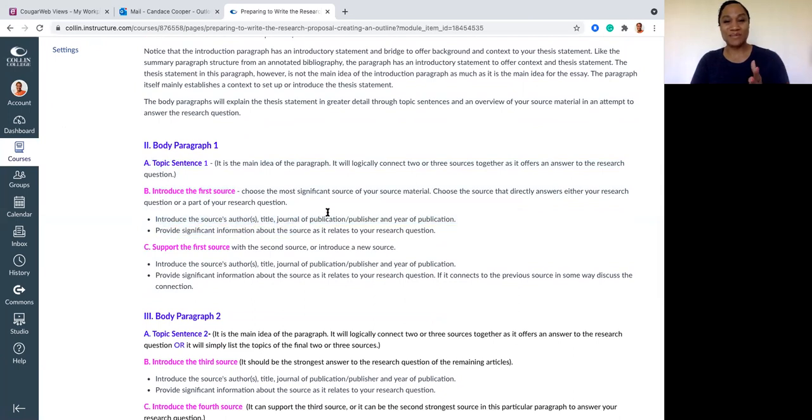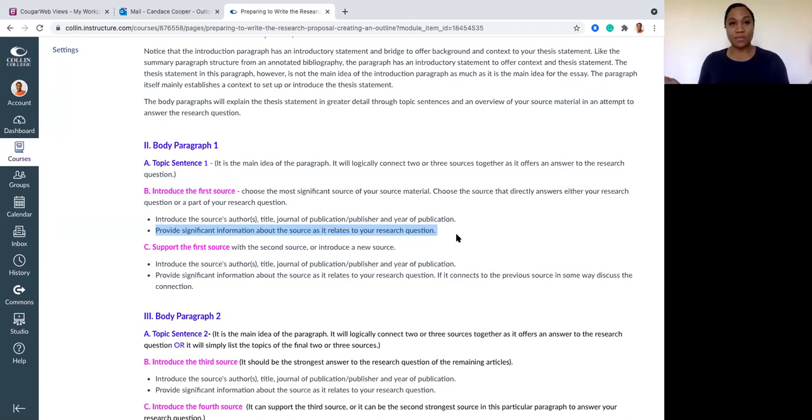I'm sorry, the author's name, title, journal of the publication, and publication date. See, we're doing it now. So you're going to keep that same type of structure, right? The next thing is you're going to provide significant information about your source as it relates to your research question.